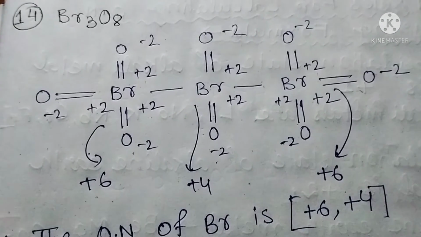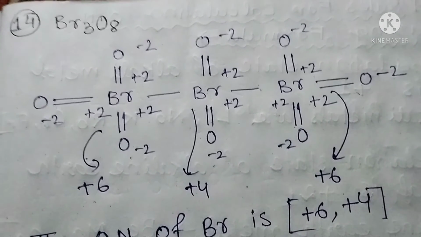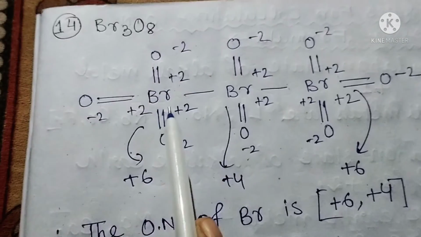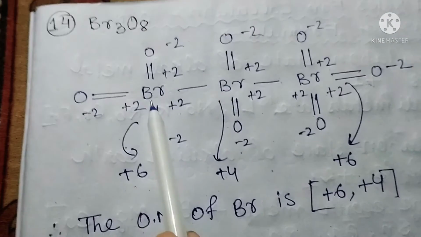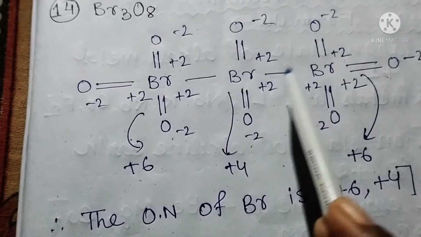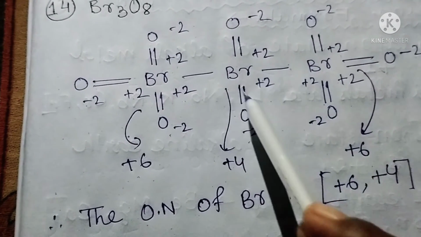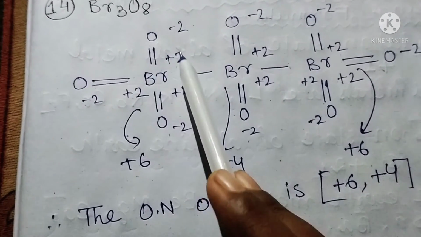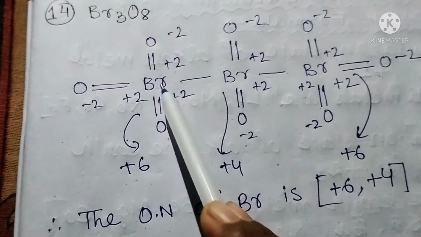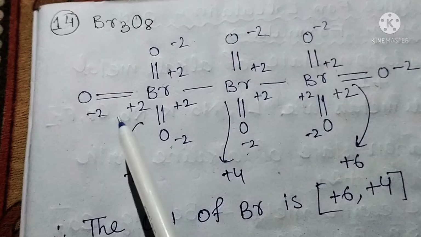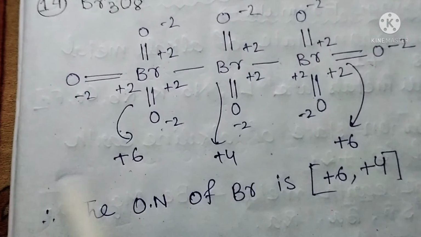Next example we take here is Br3O8. Wait, at first write the structure. Br, single bond Br, single bond Br, with double bonds to O on each of the eight oxygens. Now Br3 and O8, this is the structure of Br3O8.